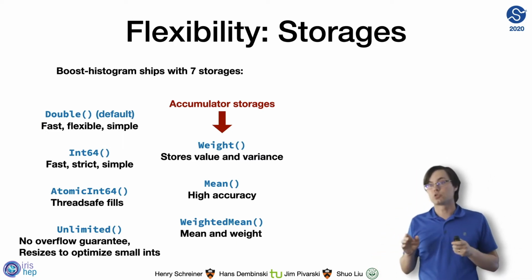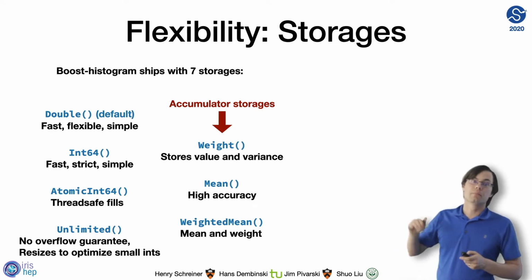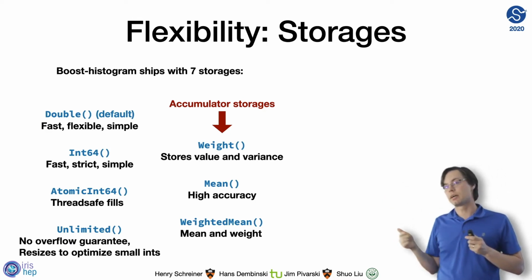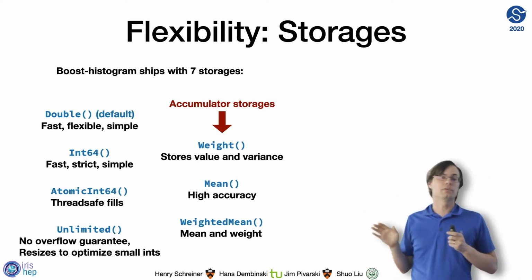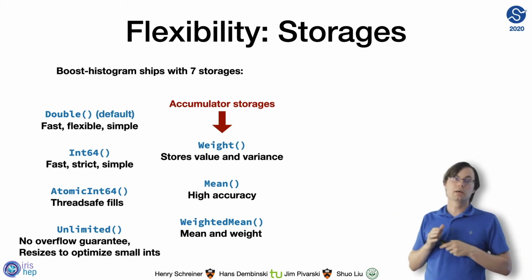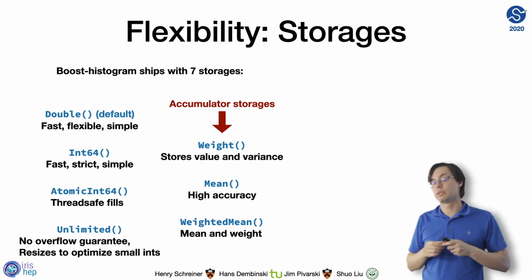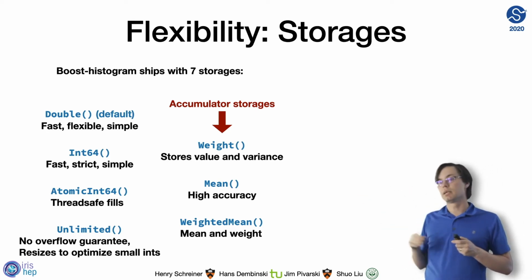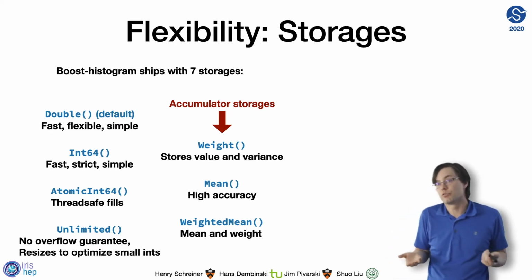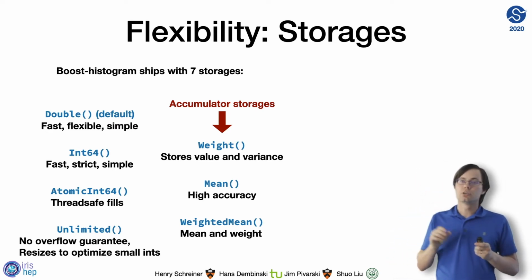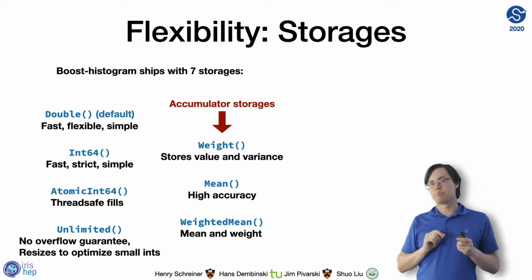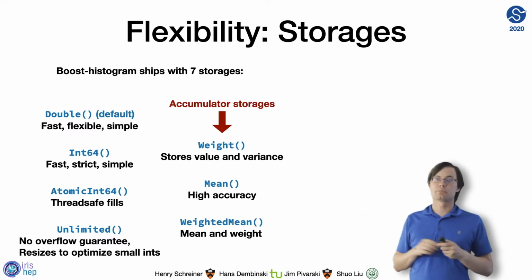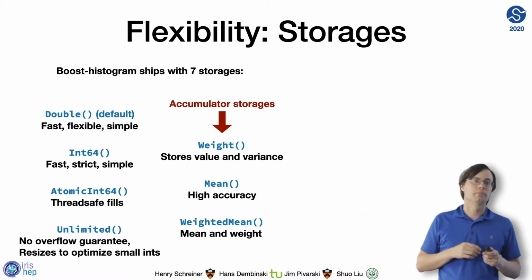There's also accumulator-based storages. These accumulator-based storages allow you to do some very powerful things. The weight stores both a value and a variance, so it keeps track of an uncertainty value for you. That's extremely useful in physics, and it's also used in a few other places as well. It's hard to do in NumPy. And then you have these mean accumulators, which make what are commonly called profile histograms, which are a quite powerful way to track a mean value. So you can use a 1D mean histogram to approximate a 2D sum histogram, actually.